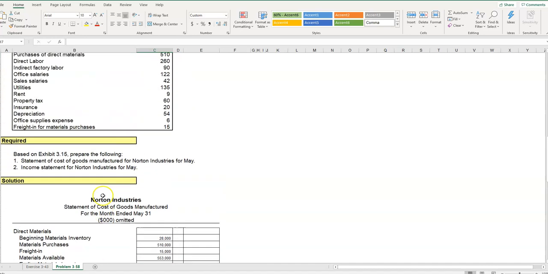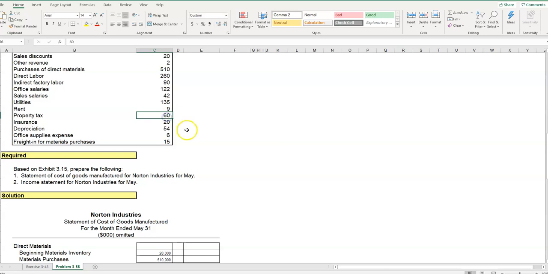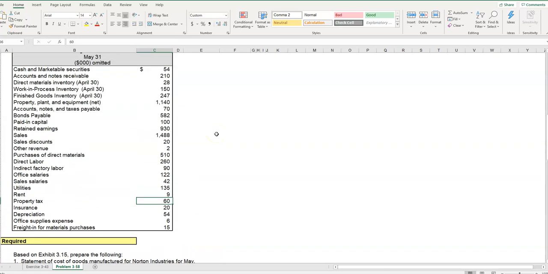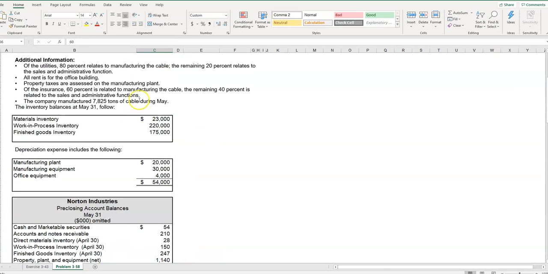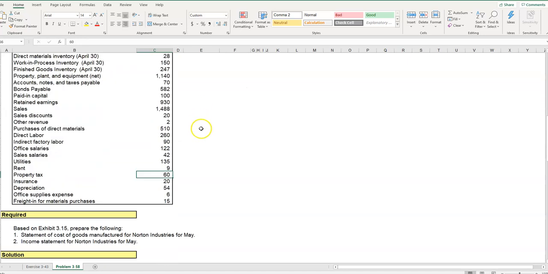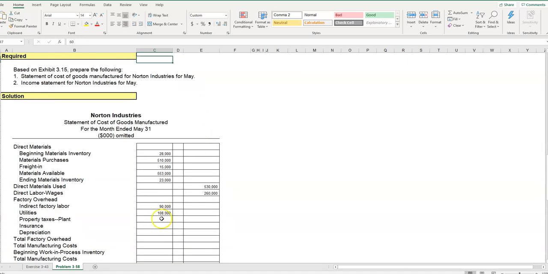Now our property taxes. We have 60,000 in property tax. So we look and we see that all property taxes are assessed on the manufacturing plant. So 100% of the property tax cost goes to overhead.